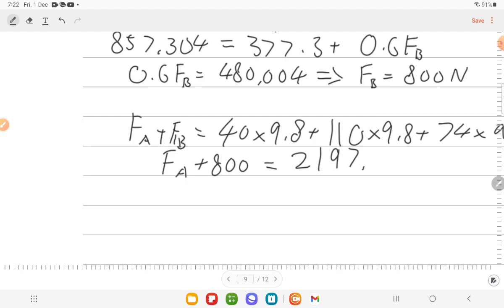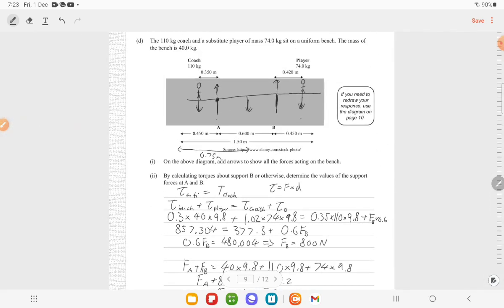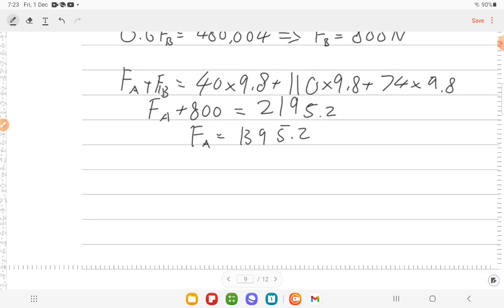Wait. Let me just put this in my calculator. Okay, so 2195.2. So A is equal to 1395.2. They want three significant figures, so force of A is equal to 1400 newtons.